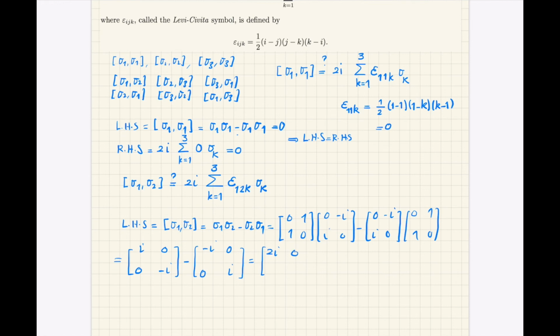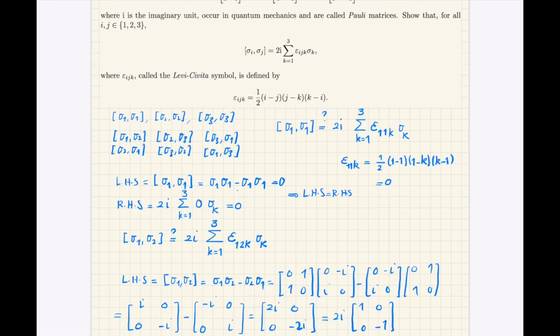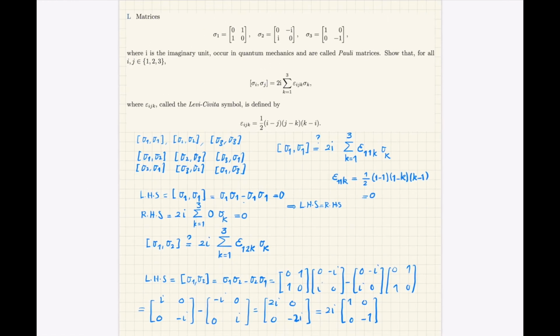The other one is 0, the other one is also 0, and then I will have minus 2i. Yes? So if I factor 2i out, then I will get 1, 0, 0, minus 1. Yes? And if you look here, this is the sigma 3 matrix. This is sigma 3. So this matrix is nothing except sigma 3. So this becomes 2i, the imaginary unit, multiplied by sigma 3.